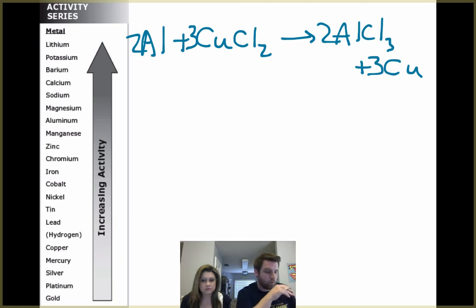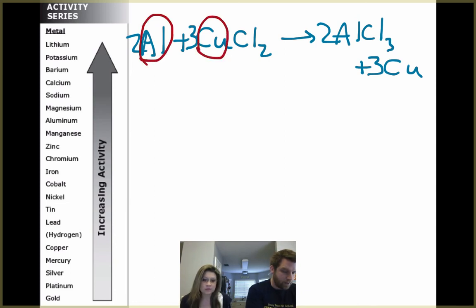So why did this happen? What happened was you actually got copper out of the solution as a precipitate. It fell out of the solution. But why did that happen? What we have to look at here is a couple of things. We look at aluminum and copper, which are the two metals in this reaction. To figure out if aluminum is going to replace copper with the chloride in the solution and the copper is going to come out, we have to look at the activity series, which is over here on the left. Now find aluminum and copper on the activity series.